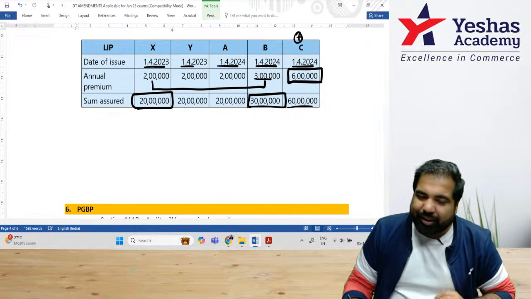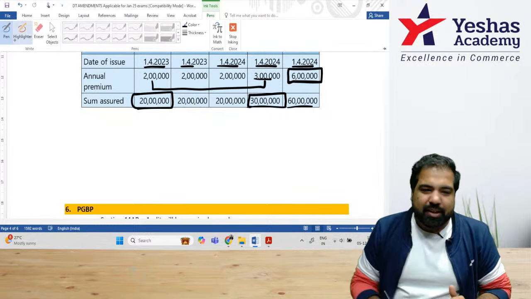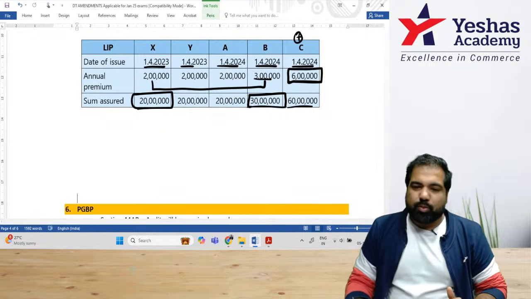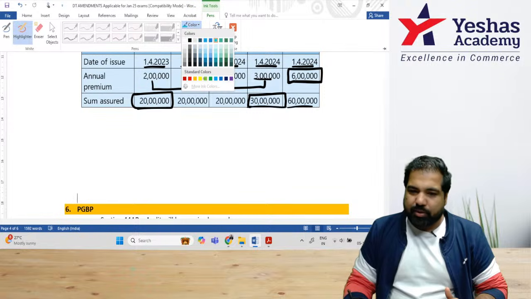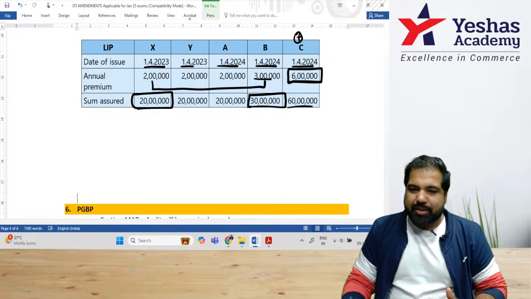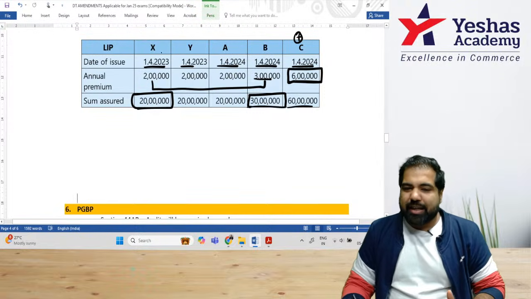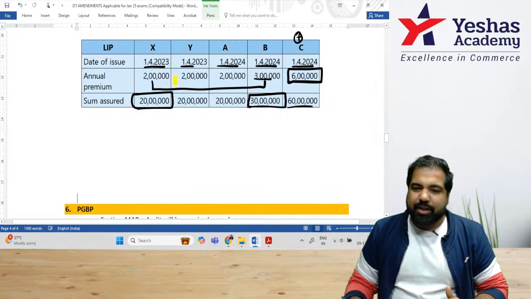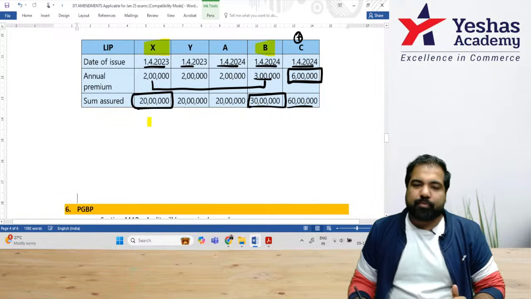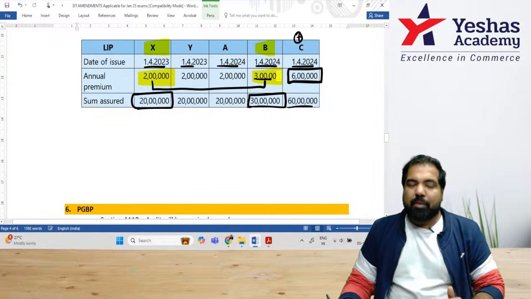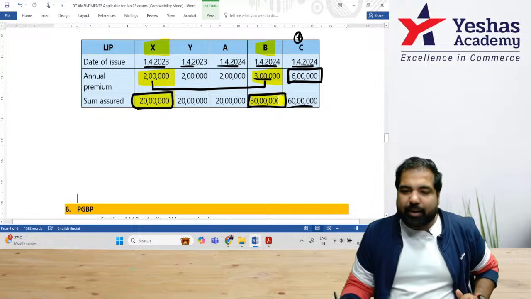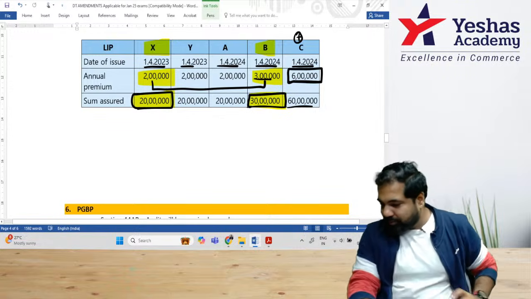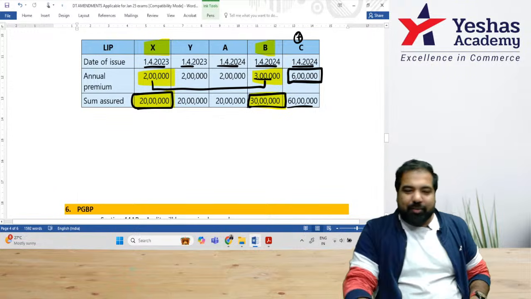So now guys, I've not given the answer here, but you tell me in the chat box, which of these ones should I take as exempt ones? Of course, it cannot be C. C is already taxable. In X, Y, A and B, which of them should I take as exempt? I'll help you guys. X and B, because totally the premium is 5 lakh, and when you get 50 lakh, that one would be exempt. Perfect, perfect, perfect.